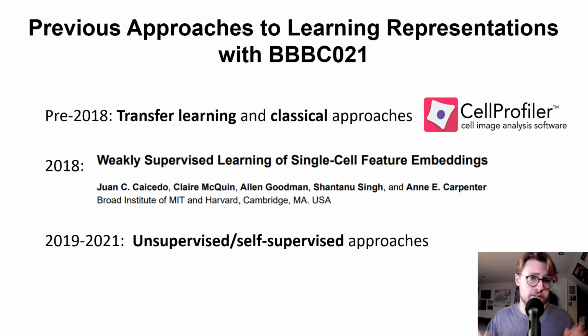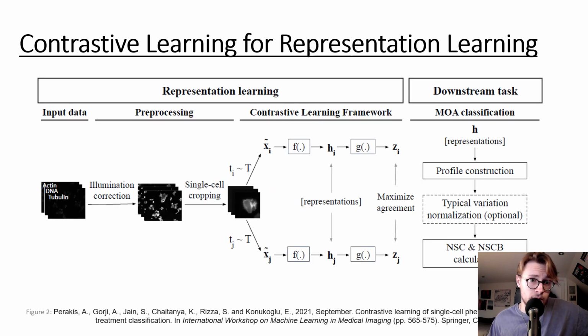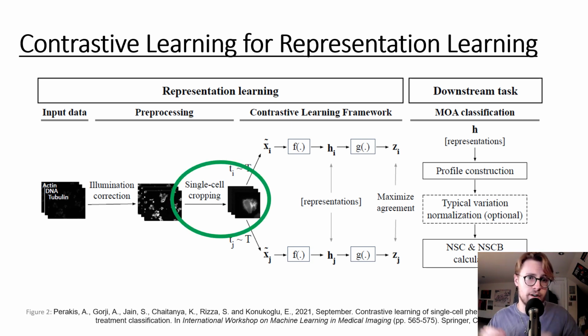There have been many approaches taken on this data set, classical approaches such as CellProfiler, and transfer learning algorithms. But I want to talk about the weakly supervised learning, where the weak labels, I think treatment labels, were used as a classifier network. Then an embedding was taken out of that, which was then used for downstream prediction. And that was quite successful. More recently, there have been unsupervised and self-supervised approaches, which are also very successful. Here's one example of those, with single cell crops and a contrastive learning framework.